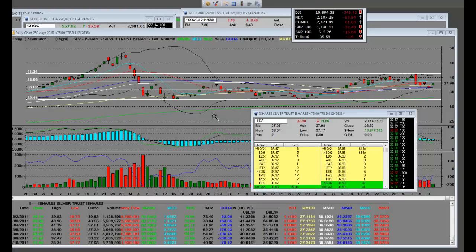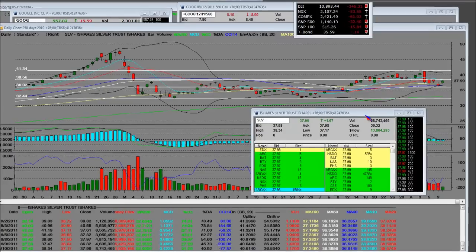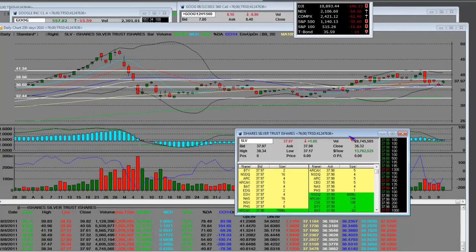Here we are, MMTs. We're looking at the SLV, and what we're looking at, just like the AGQ was, is yesterday's close was 36, and we gapped up to 36.32. The low was 37.17, and it has that much range from the low of that gap today, right here, to the high.